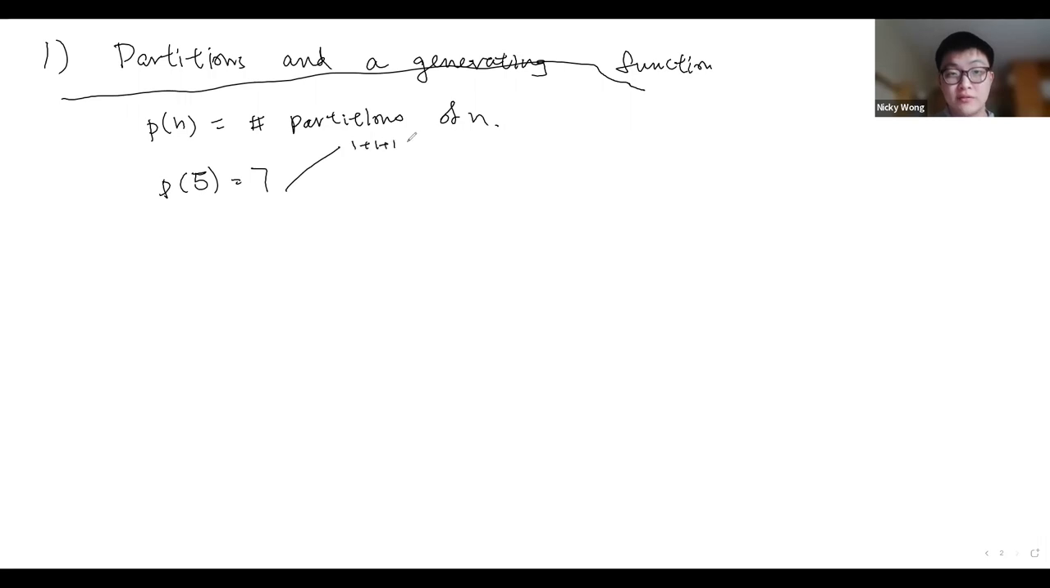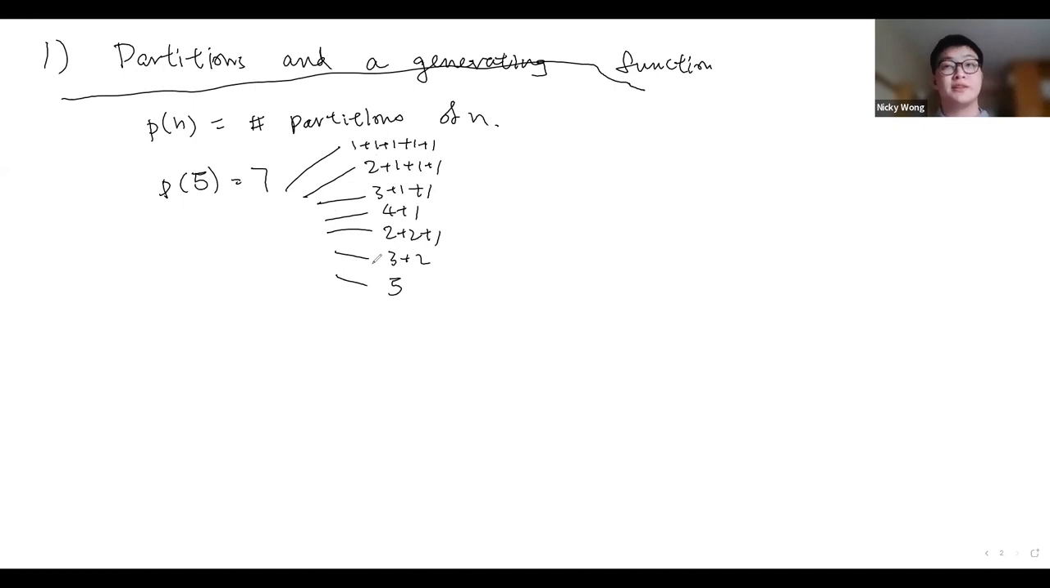So one of them is 5 ones, a 2, a 3, a 4, and then 3 more. So 2 plus 2 plus 1, 3 plus 2, and a 5. So these are the 7 partitions of 5. And there are many good reasons to discuss partitions. For example, P of n is the number of cycle types that the symmetric group S_n has. So knowing how P(n) grows and the patterns of it can help you, for example, check if you've left out cycle types.